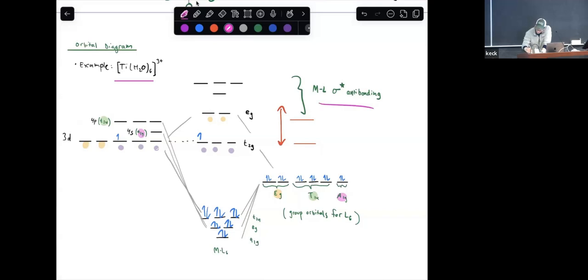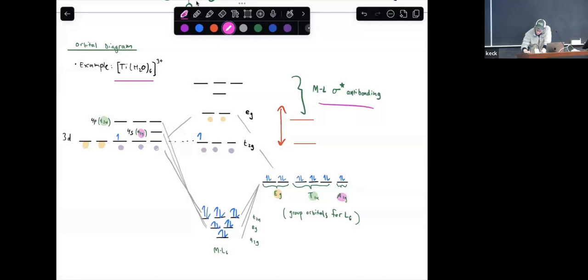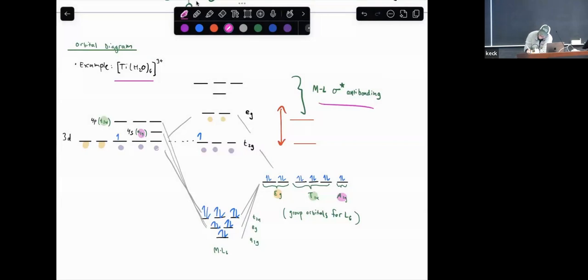So anybody want to quickly do a d electron count on the fly for this one? Okay, so you're saying d1, and what was your reasoning there, just so everybody's on the same page? Aqua is neutral, and the overall complex is +3. Titanium 0 is d4, so minus 3 is d1. Okay, so this is d1.